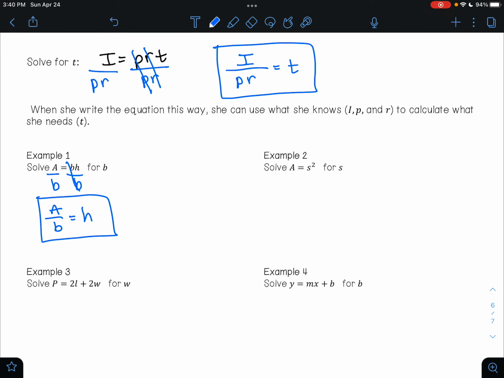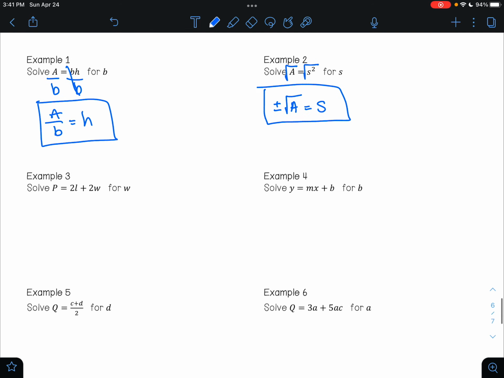On example 2, we have A equals S squared. Well, to undo a square, I'm going to take the square root. When I take the square root of A, when I plug in a number, it's going to be a number. And whenever you take the square root of a number, it's always plus or minus. So I'm going to have plus or minus the square root of A. And on the other side, the square root undoes the square and just leaves us with S. S is by itself, so we have solved this equation.